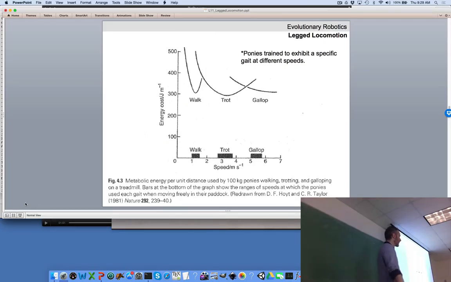Not surprisingly, like humans, most animals are lazy. We'll move in the way that is most energy efficient given the speed that we want to be moving at, right? A beautiful illustration of how animals try to strike this balance between energy and displacement. If you need to move fast or slow, that's fine, but make sure you pick the appropriate gait that minimizes energy at that speed.